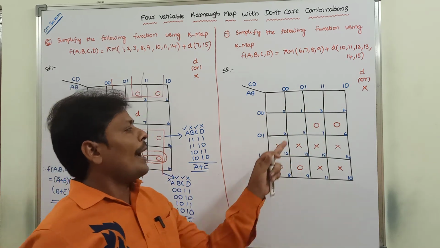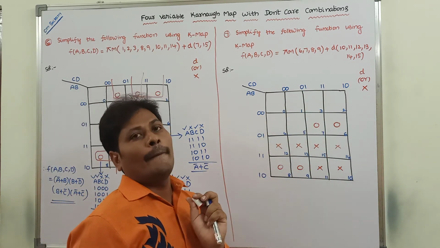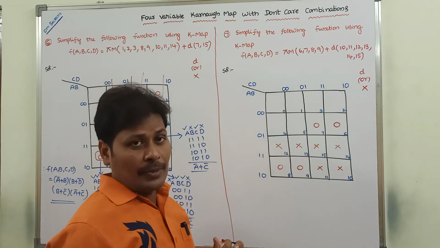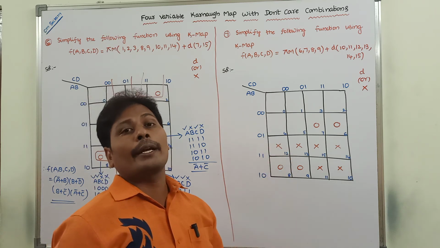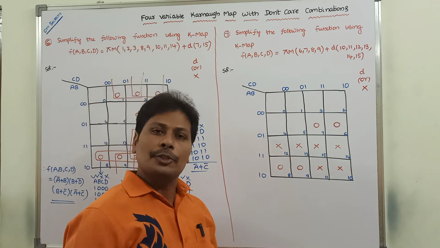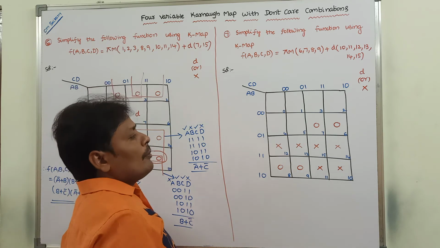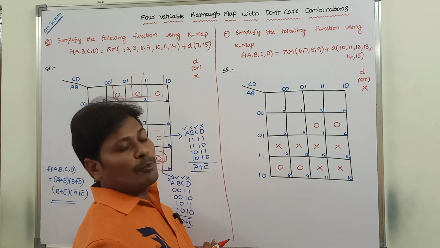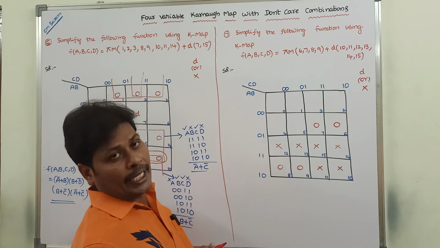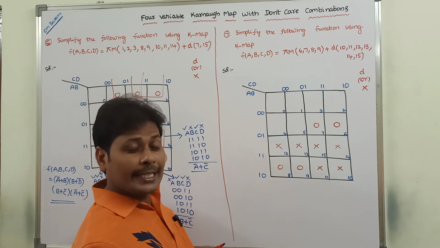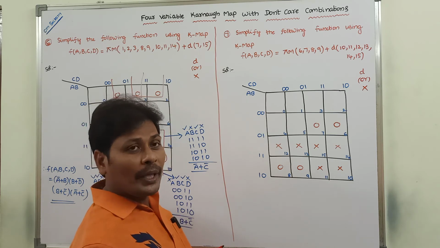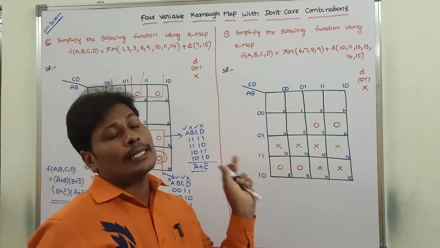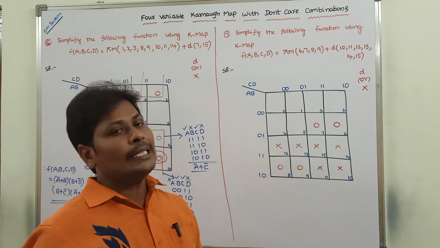Now while you are simplifying this Boolean function using product of max terms, each and every don't care combination can be taken as 0. Now how are we simplifying this Karnaugh map? First we have to check for octet. Octet means 8 adjacent zeros, or a combination of don't cares and zeros in 8 adjacent cells.